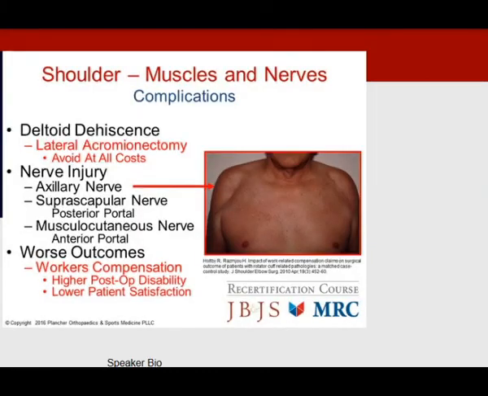Complications such as a deltoid dehiscence can be avoided by avoiding a lateral acromionectomy. Here seen in the picture on the right is an axillary nerve deficit. Remember when placing the posterior portal to avoid the suprascapular nerve.